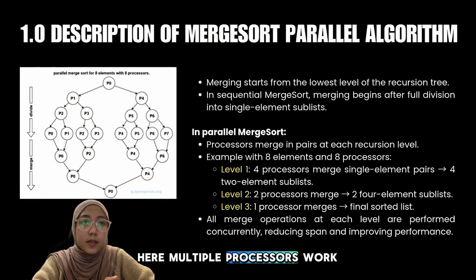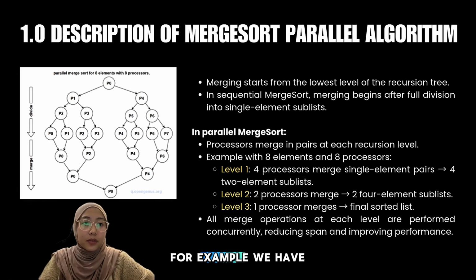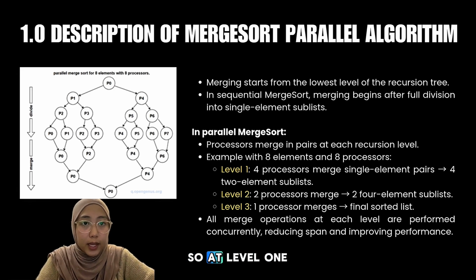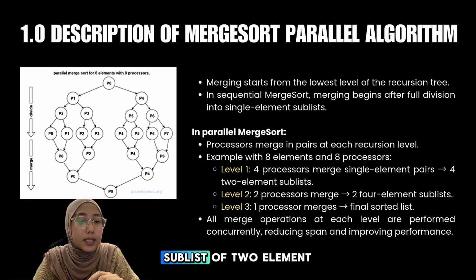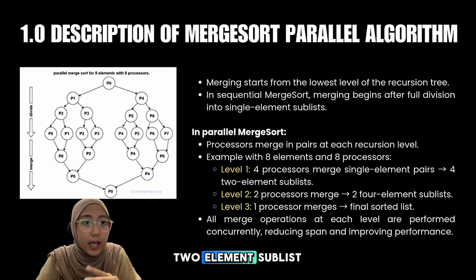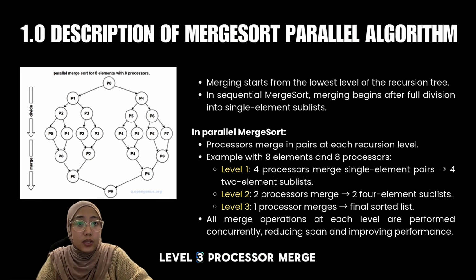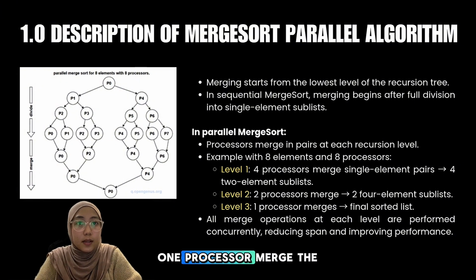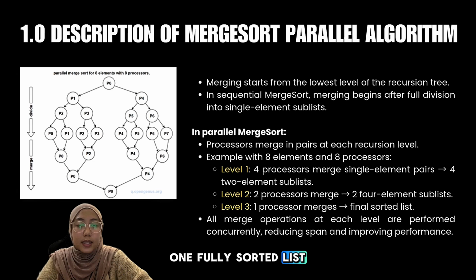Here, multiple processes work together at each level of recursion to merge sublists simultaneously. For example, we have 8 elements and 8 processes. So, at level 1, 4 processes each merge single elements, creating 4 sorted sublists of 2 elements each. At level 2, processes merge pairs of these 2 element sublists, resulting in 2 sorted sublists of 4 elements each. The last one, at level 3, one processor merges the final two 4 element sublists into one fully sorted list.